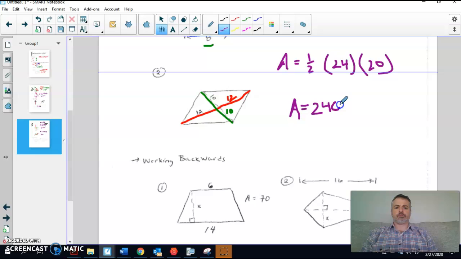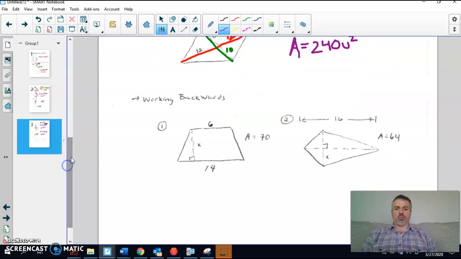Units squared. So you're going to have some homework problems like those. Also, in the homework, you're going to have what I call these working backwards problems. Working backwards problems are where you know the area. So notice here on this trapezoid, I know what the area is. Then I'm always missing one of the dimensions.